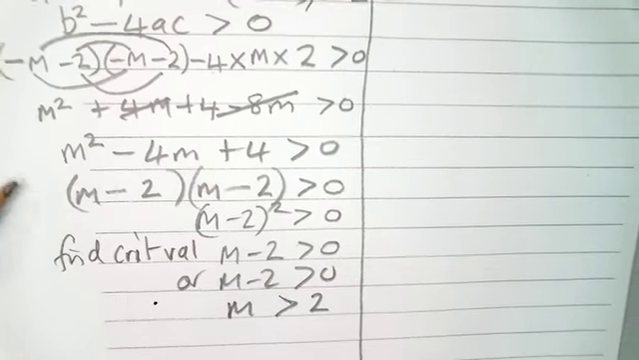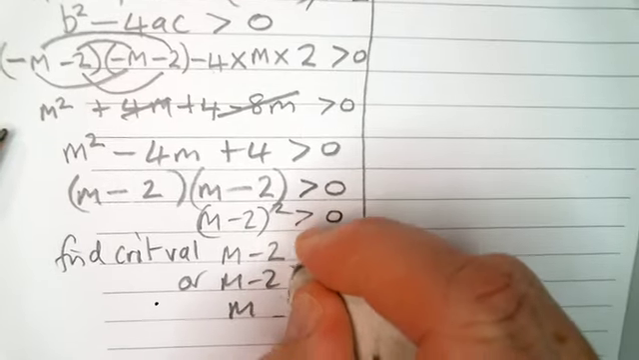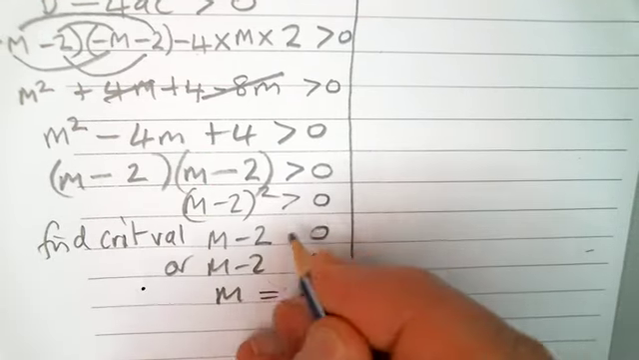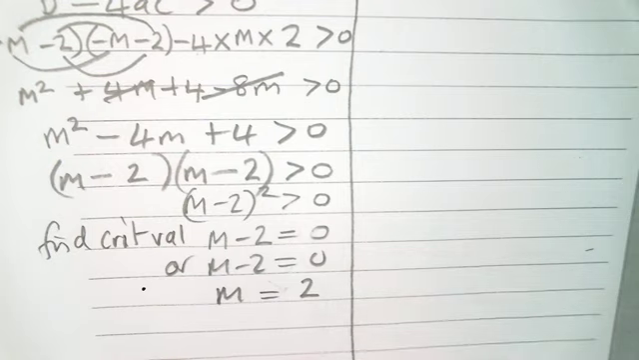So I'm actually going to get rid of that thing there. I'm just going to put equals, because these are critical values. I'm not worried about the greater than and less than. I'm just going to say m is equal to 2. So that is equals 0. So m is 2. So what does that mean?